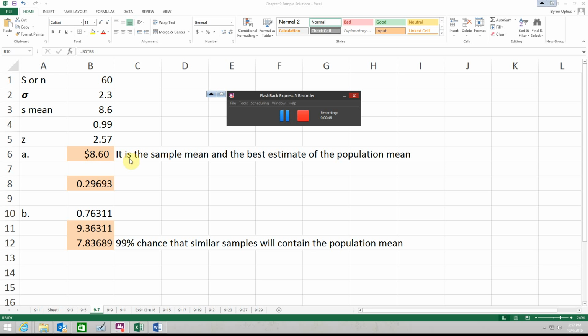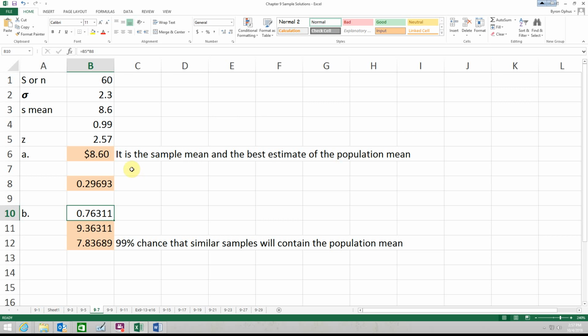Well, again, I have to go with the sample mean just because it's the best. It's what I have available, basically. Okay, and then it says develop the 99% confidence interval for the population mean. So I've got to go through and do the things that I normally do.